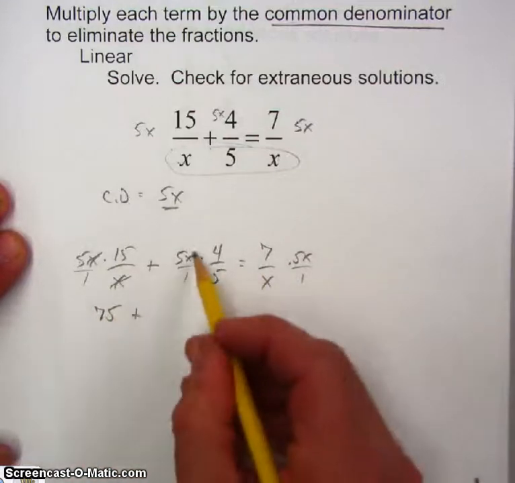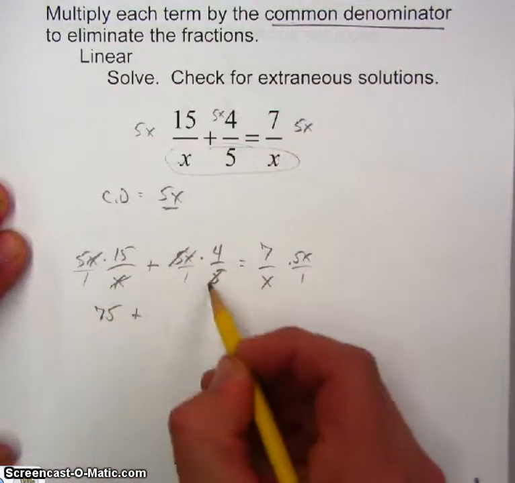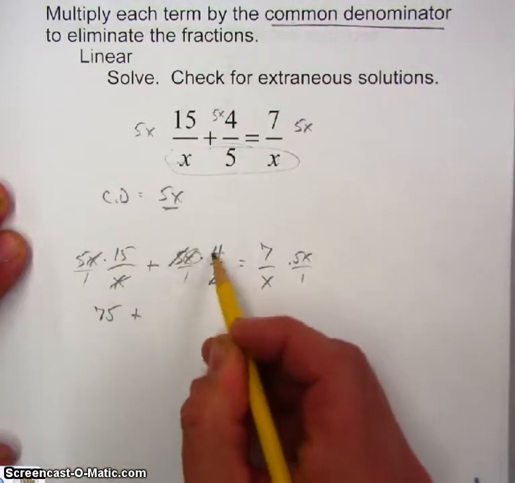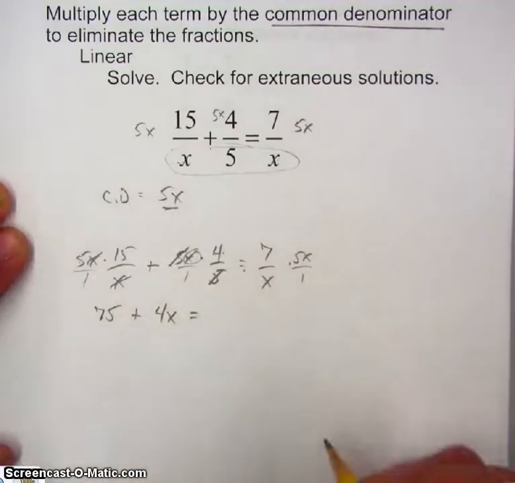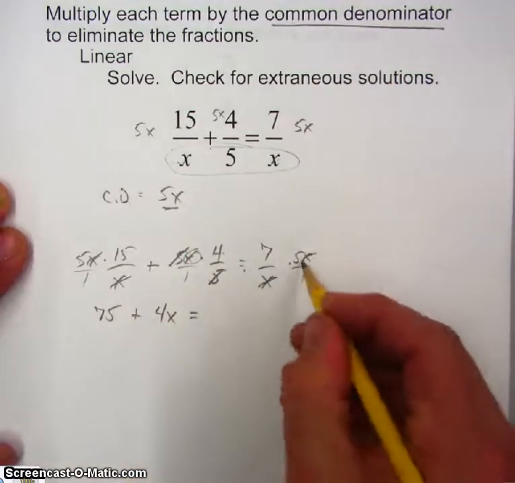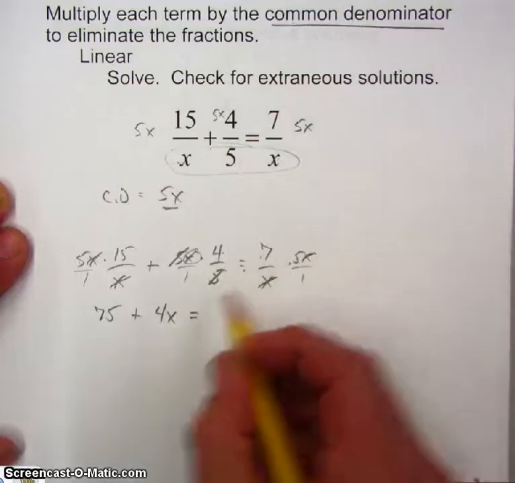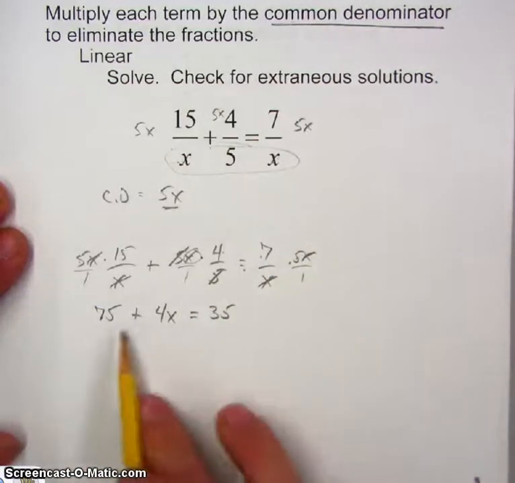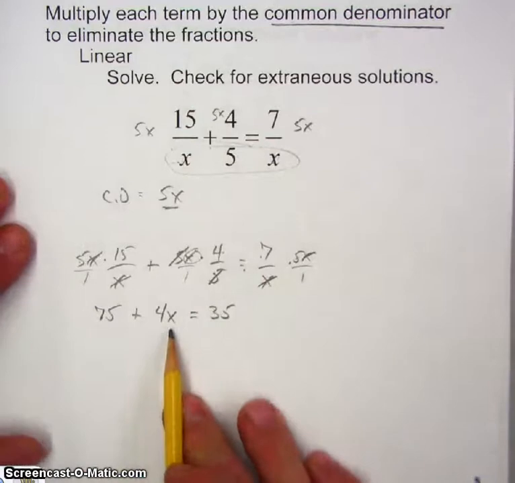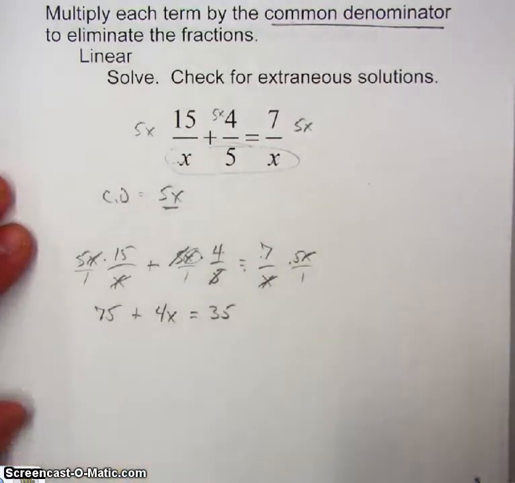Plus, all right, so here the 5's cancel out, so I'm left with an x and a 4, so 4 times x is 4x, equals, here the x's cancel out, and I'm left with a 5, so 7 times 5 is 35. And you notice the variables are gone. Now this becomes a linear equation, which is nice. So I should only have one solution.